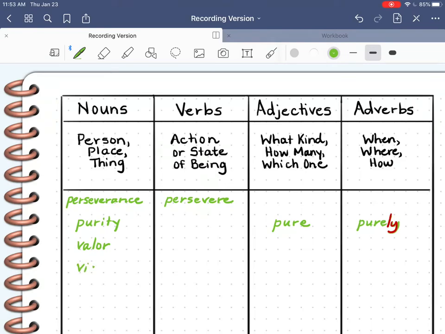Vigilance is a noun. That's a thing. And vigilant is the adjective. Tells me what kind. So you can make an adjective out of this one. Vigilant. And something about that just doesn't look right. So I'm going to check the spelling of that word just to be sure that I've spelled it correctly. Remember, if it doesn't look right, check the spelling. Don't leave it. Make sure you go check.